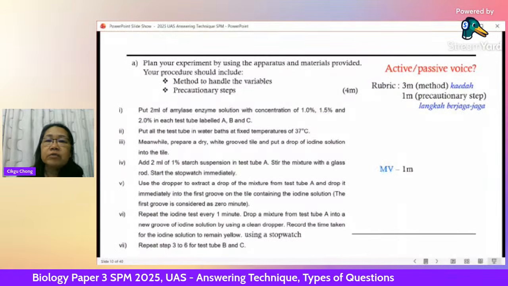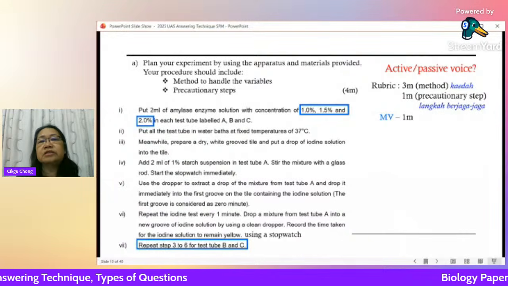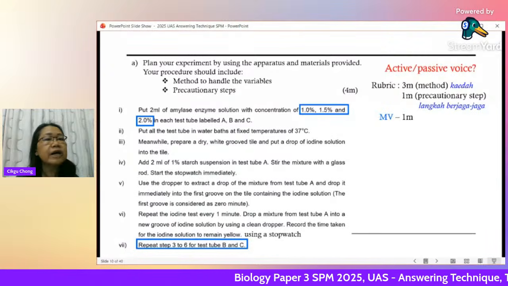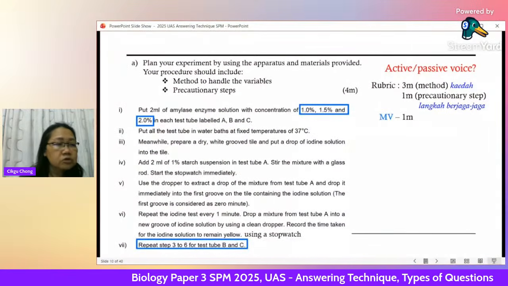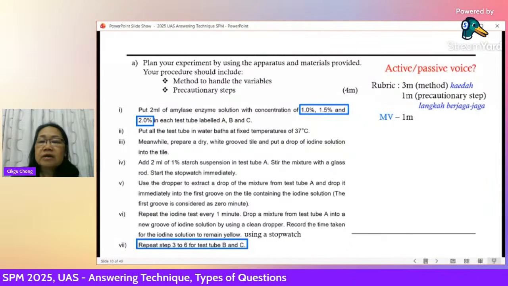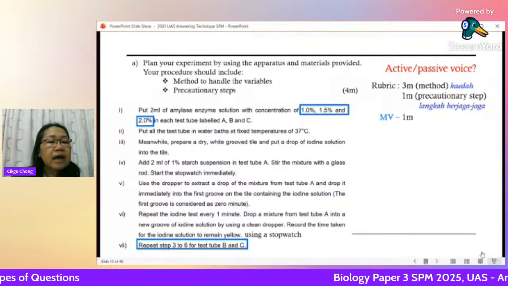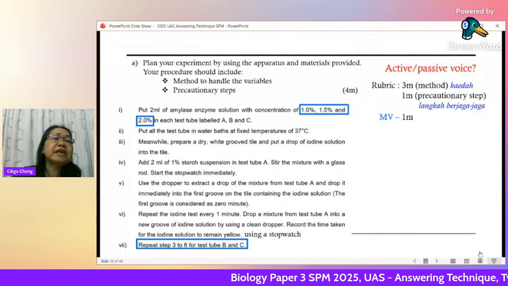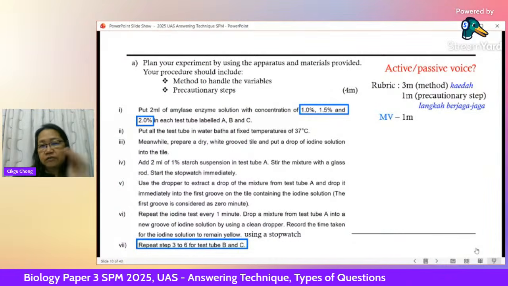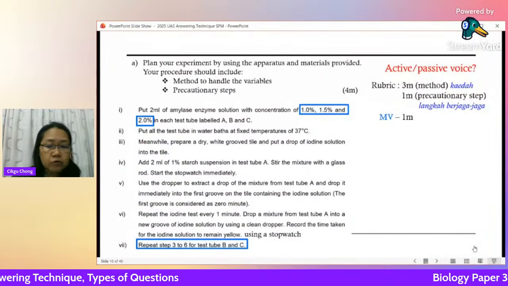Now, MV, 1 mark. Where's your MV? Here you see the different concentrations, because you want to see the effect of different concentrations. So for your MV, you must do at least a few values. You must do tests for different concentrations. And also at the bottom here, you will see: repeat steps 3 to 6 for test tubes B and C. That is also MV, because you are using different concentrations in different test tubes. So you must show that. If you write that, we will give you 1 mark for MV.